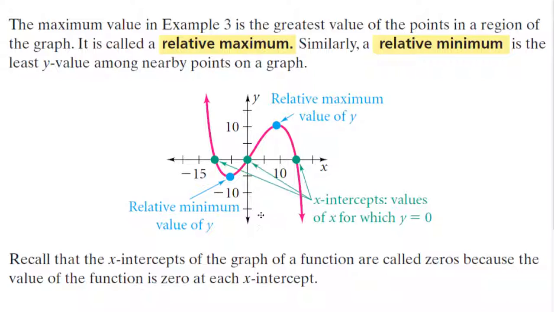And it makes sense. Relative min, that's your lowest point, right? Relative max, that's your highest point as far as this little area goes. Okay, so let's go ahead and take a look at the next example. That's all I wanted to talk about with this.